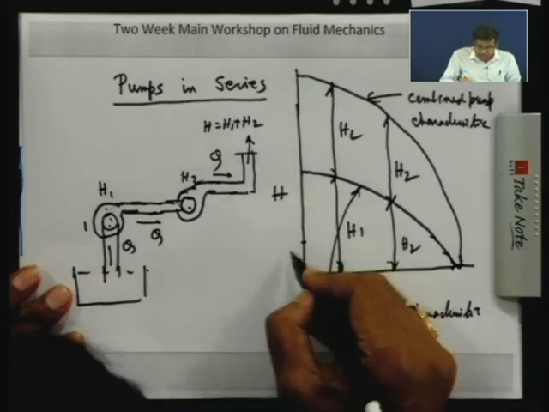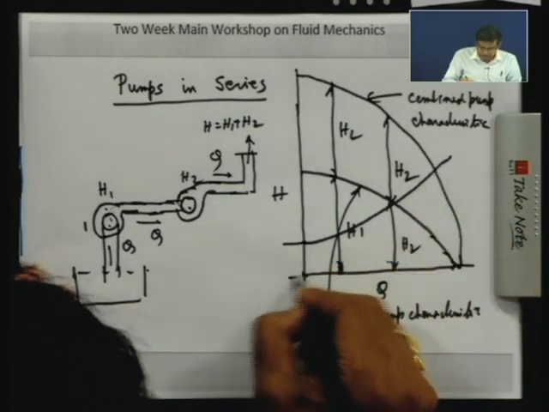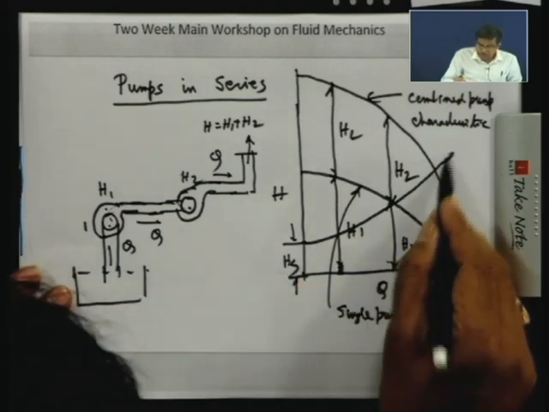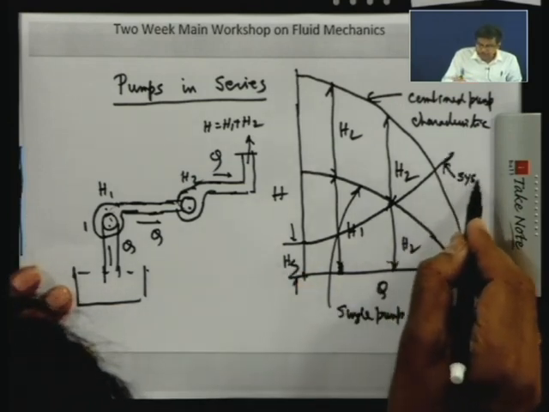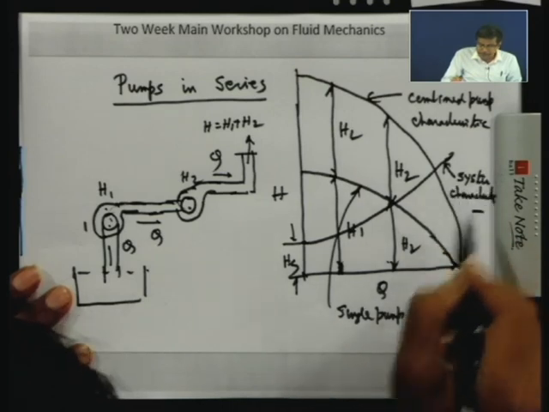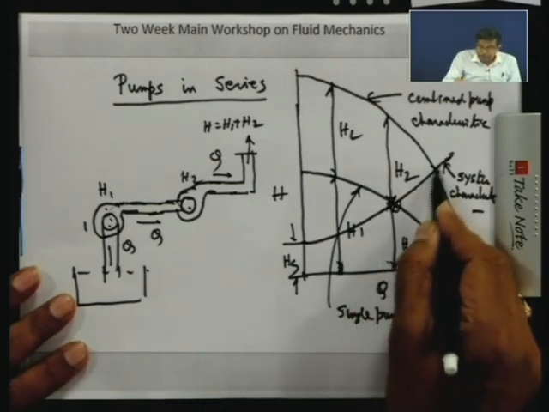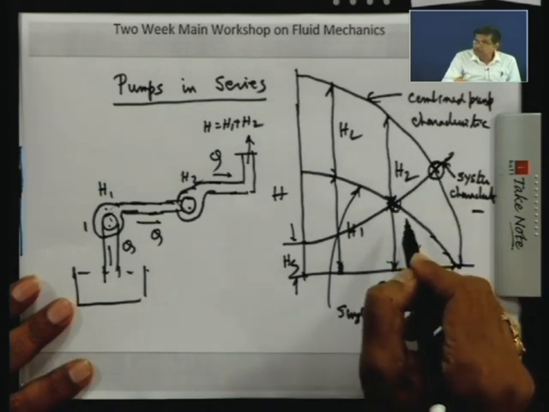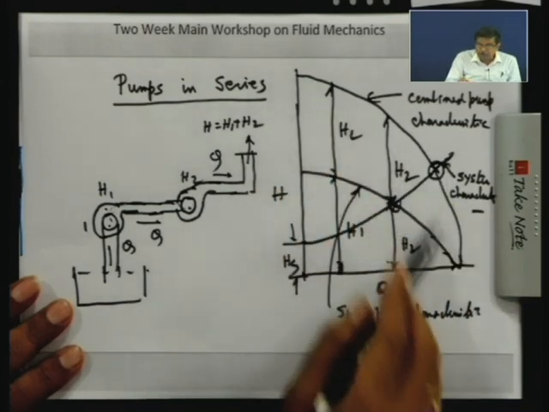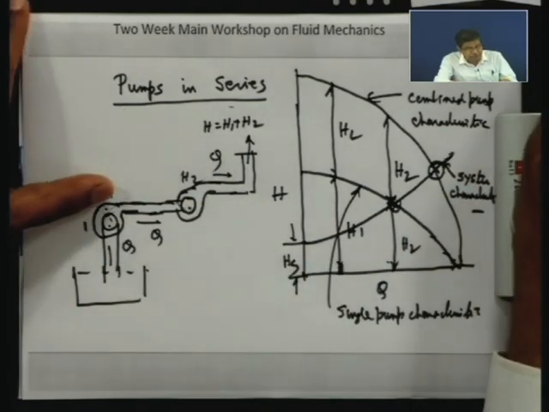In that case, if you have the system resistance like this, this is your static lift HS, this is your system characteristic. Then this is the operating point here for the single pump, but this will be the operating point for the combined pump. So, the combined pump operating point will be the intersection between the system characteristics and the combined pump characteristic. Clear? This is the case for pumps in series.